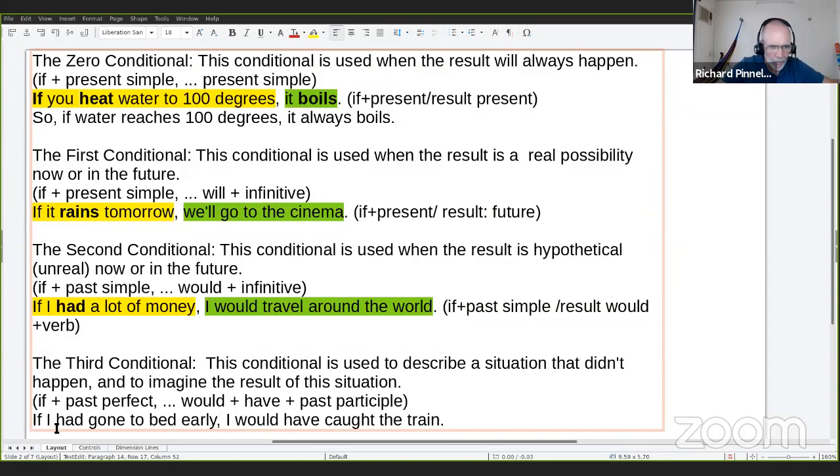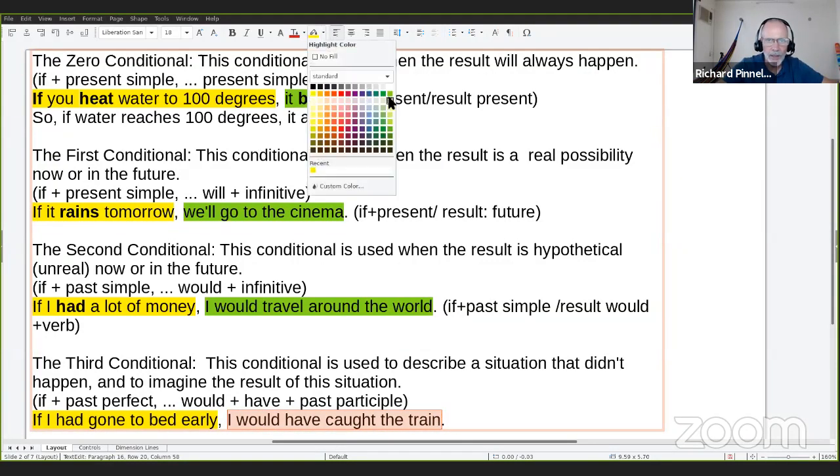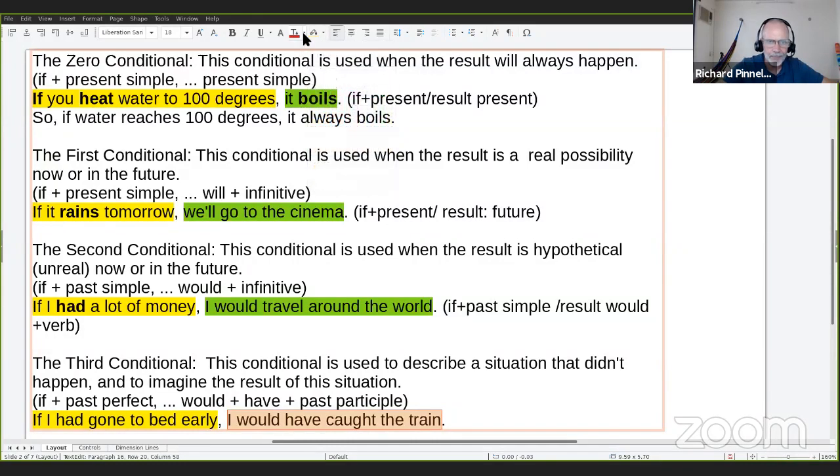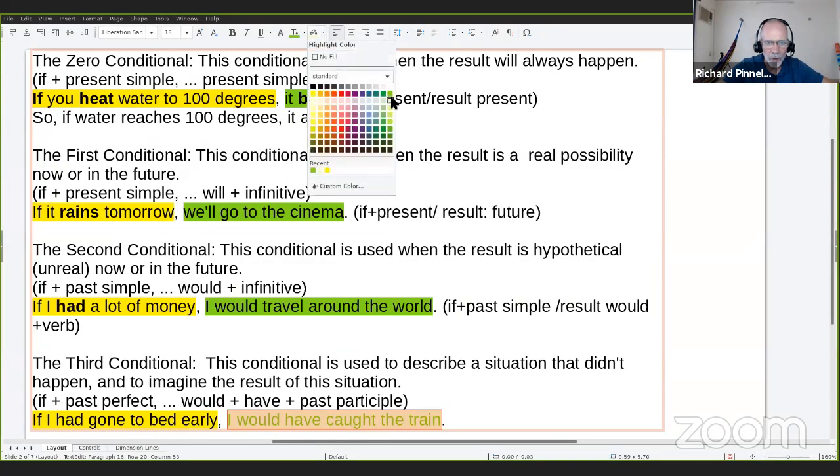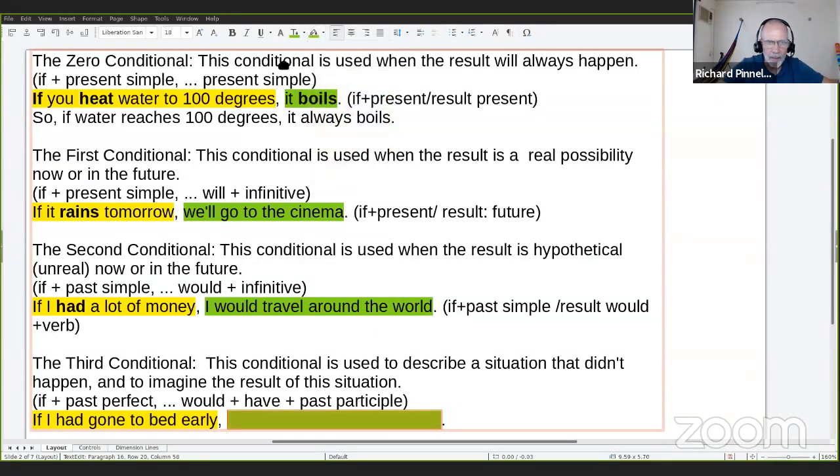Here's an example. If, this is the if part, obviously, if I had gone to bed early, I would have caught the train. So this is quite complicated. A lot of people have problems with this, because this is not, sorry, I did the wrong one there. The text should be black.